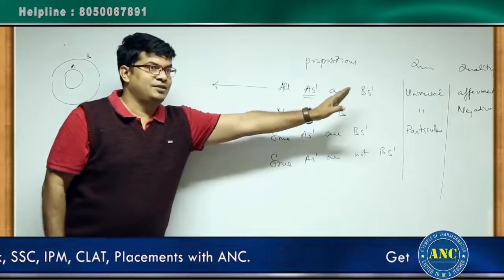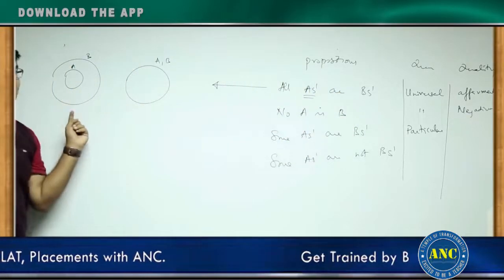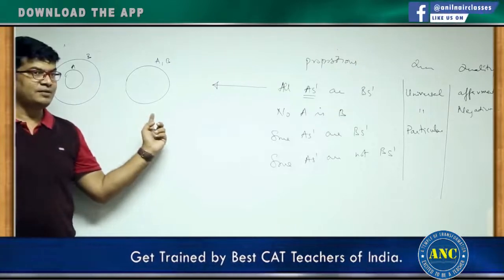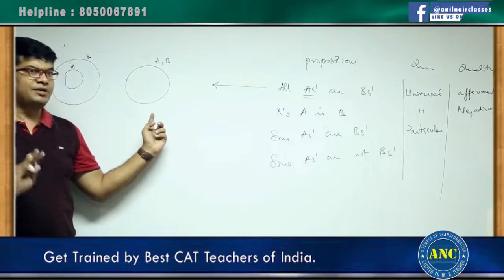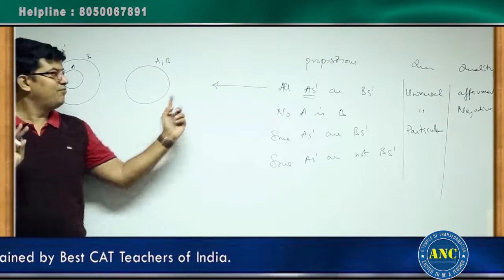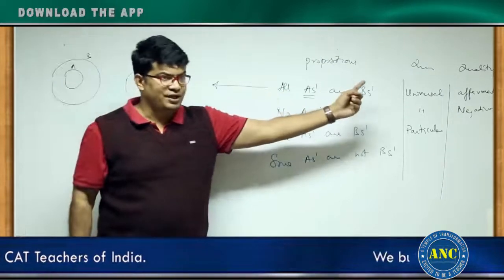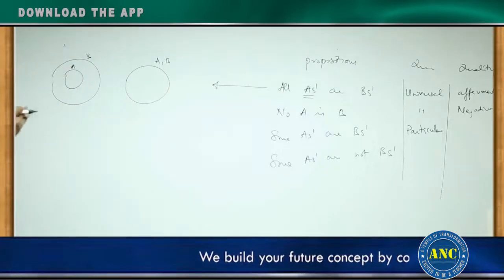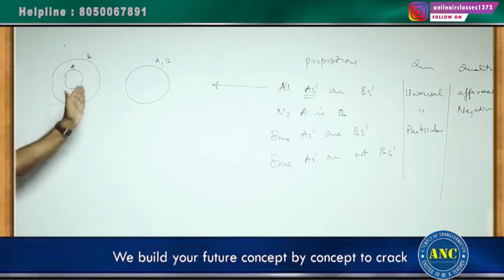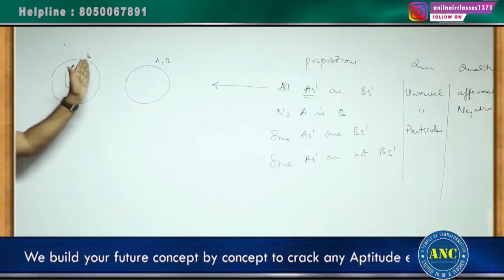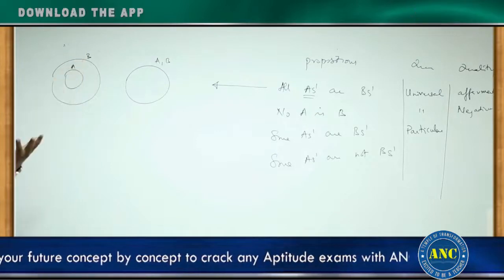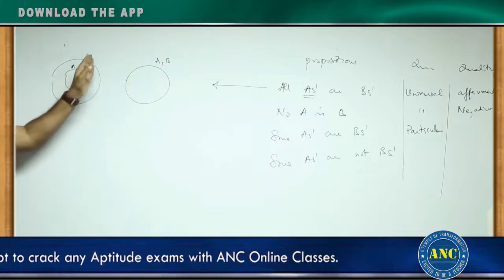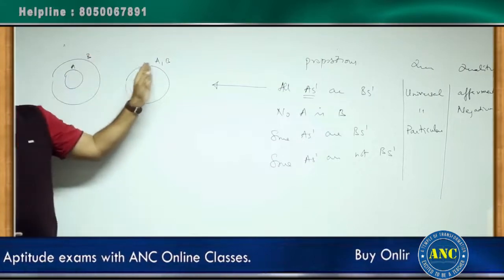All A's are B's. Does this diagram satisfy that? Yes, it's satisfied. But I'm interested in that one. I'm saying for this statement, all A's are B's, what are the ways of showing that diagram? There are only two possibilities for the statement all A's are B's. A is a subset of B, or A and B are the same.